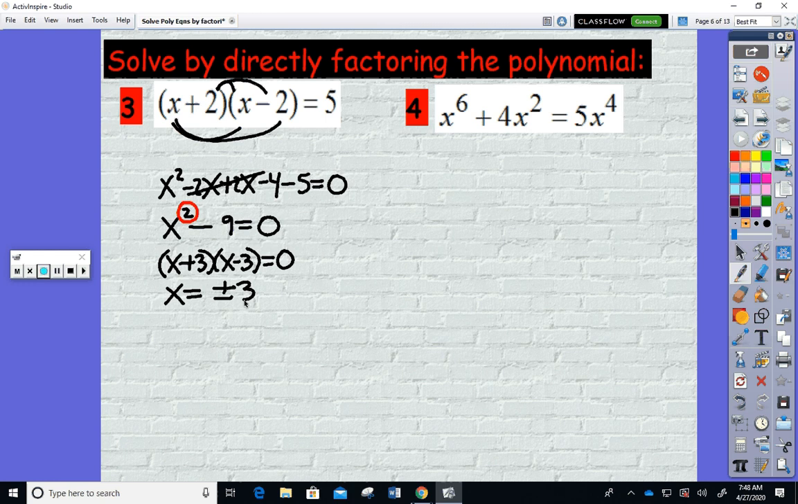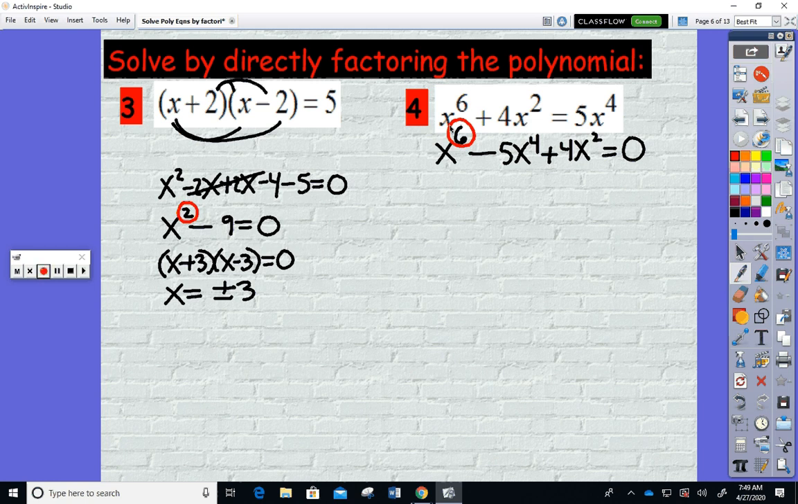On number 4, it's not where it needs to be, so let me rearrange. I just now realized I wrote x to the 6th. Sorry about that. Don't know where that came from. Asleep at the switch, I guess. Let me bring the minus 5x to the 4th over and put it in the middle, and then the plus 4x squared, so that I've got my polynomial in standard form, which is descending order with your exponents. Now I can tell that my degree is 6, so be prepared. We're about to have 6 solutions.